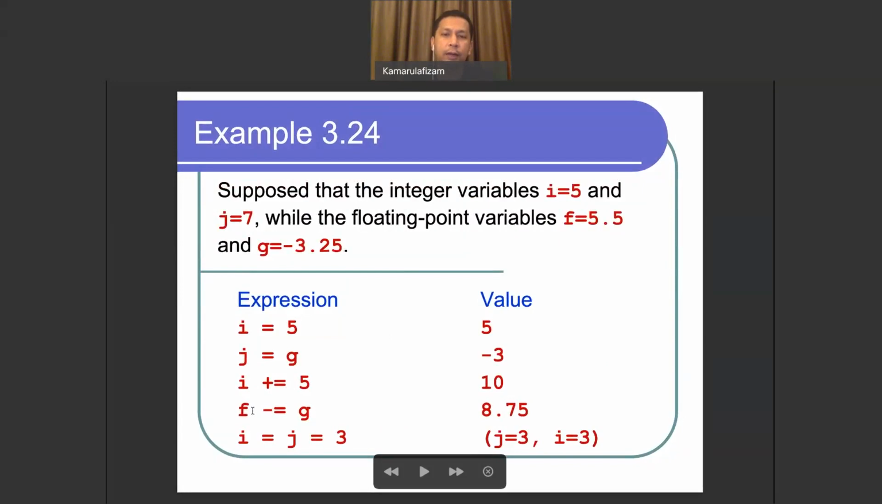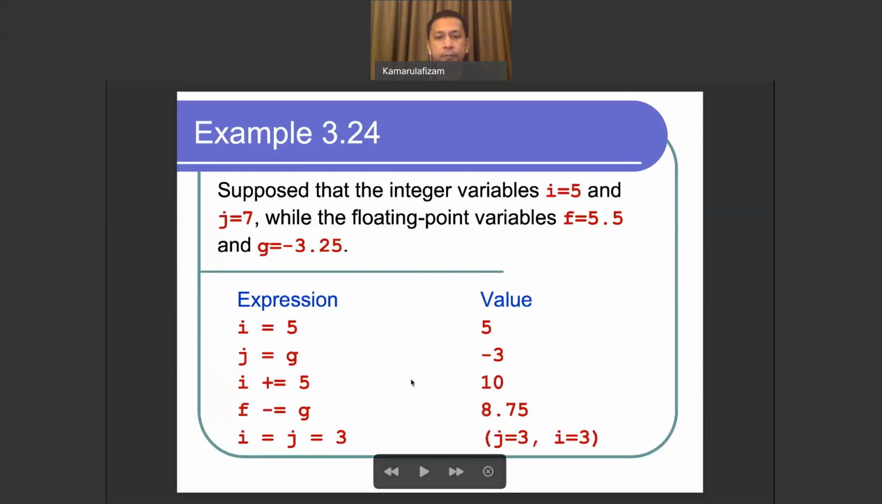All right, so same goes here. f is equal to 5.5, g is 3.25. So f is equal to f minus g. So this expression will be equal to f minus g, f is 5.5 minus 3.25. You will have a positive number of 8.75.